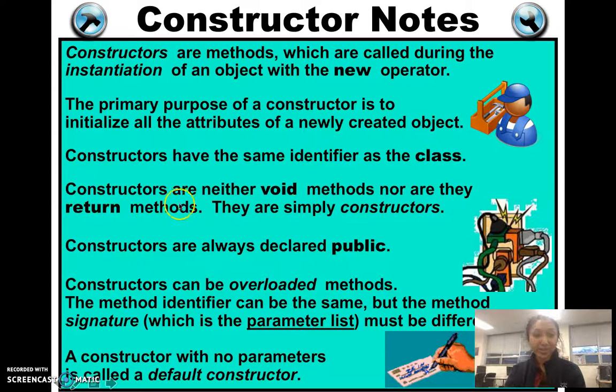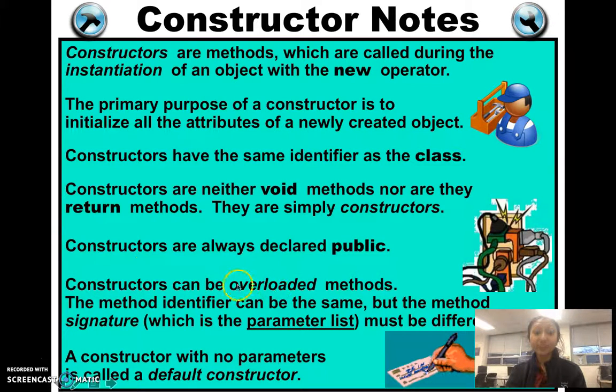This is very important, guys. This is a common mistake we tend to make, because we're so used to putting data types for our return types. So do remember that constructors are neither void methods nor are they return methods. They're just simply constructors. Constructors are always declared public.